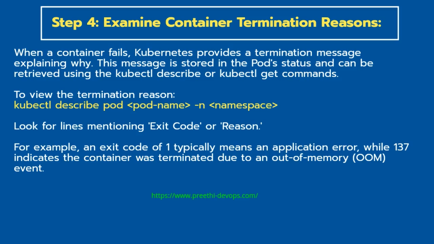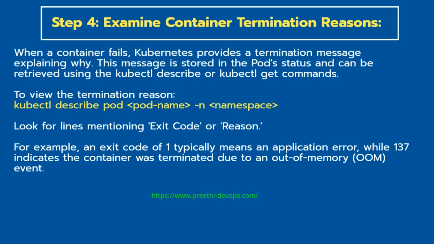Step 4. Examine container termination reasons. When a container fails, Kubernetes provides a termination message explaining why. This message is stored in the pod status and can be retrieved using the kubectl describe or kubectl get commands. To view the termination reason, kubectl describe pod podname -n namespace. Look for lines mentioning exit code or reason.